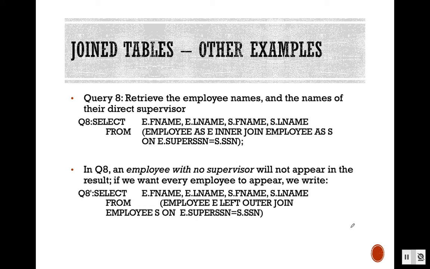So let's see some other example. Say we want to retrieve the employee name and the name of their direct supervisor. So the employee name and their direct supervisor both are actually from the same table. And here we have to implement an inner join.